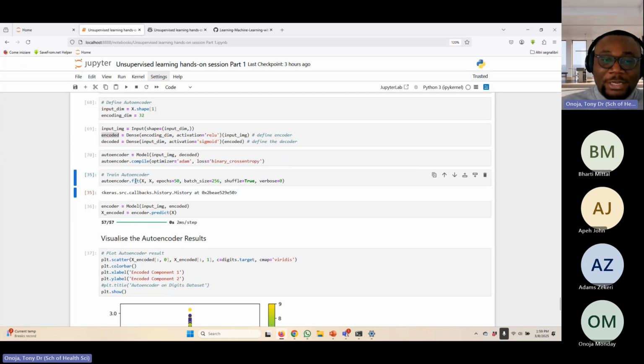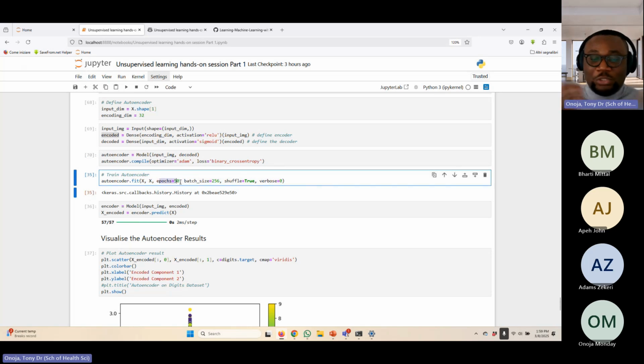So the next thing is to train it. You train by fitting, and you use epochs to set how many passes. Sometimes when the data set is large, you have to keep them in batches, so you can reduce the epochs to maybe 10 or 20. But I think this data set is not large, that's why I left 50 epochs. And then the batch size, you could use 64, you could use 32, you could use 16, and so on and so forth.